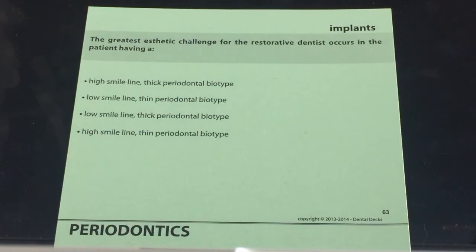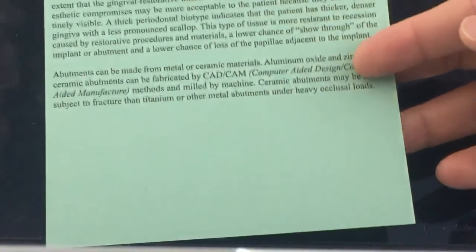The greatest aesthetic challenge for the restorative dentist occurs in the patient having a high smile line, thick periodontal biotype, low smile line, thin periodontal biotype. I think it's going to be high smile line, thin periodontal biotype. Yeah, makes sense.